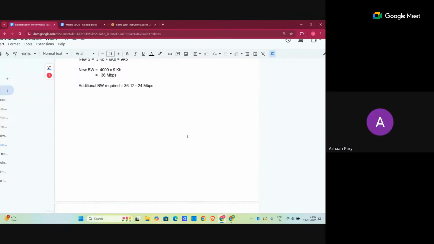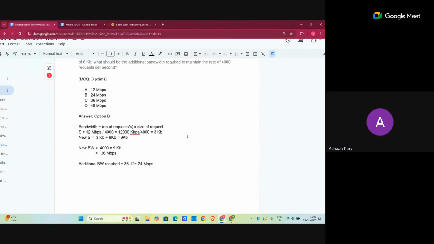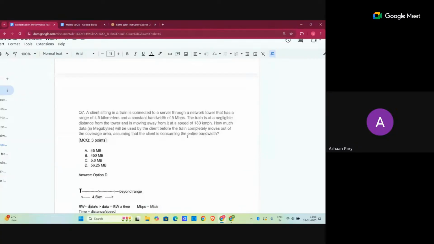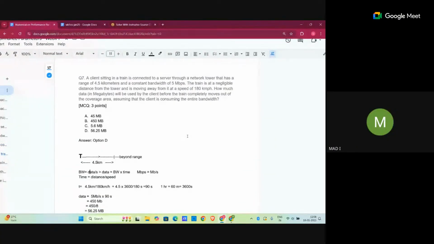Ma'am, what was the question? What was the question he asked? He said that the train is moving, so the bandwidth should change. That is what he is asking. Even though it is said that bandwidth is remaining constant, if there is any possibility, I will have to check. I will get back on this.